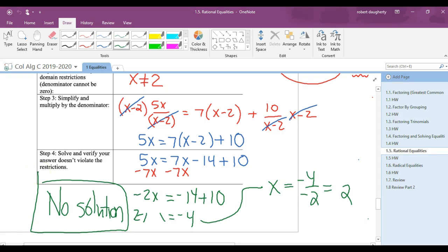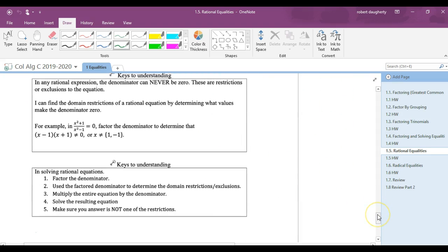Okay, so here's a synopsis. This is what we did. In any rational expression, the denominator cannot be 0. That's how you find your restriction, your exclusion, your domain restriction. All of those mean the same thing. So you find that by setting the denominator equal to 0, and it has to be in factored form. So if you look at this one, the denominator, x squared minus 1, is (x minus 1)(x plus 1). So the restriction is x cannot be 1 or negative 1.